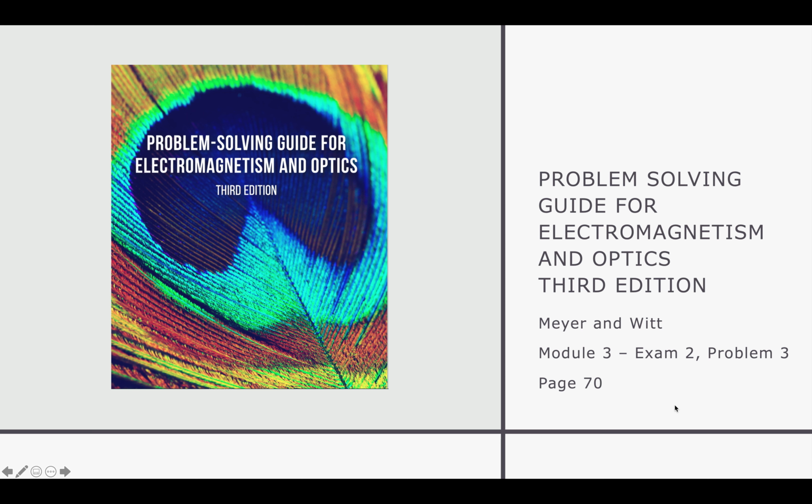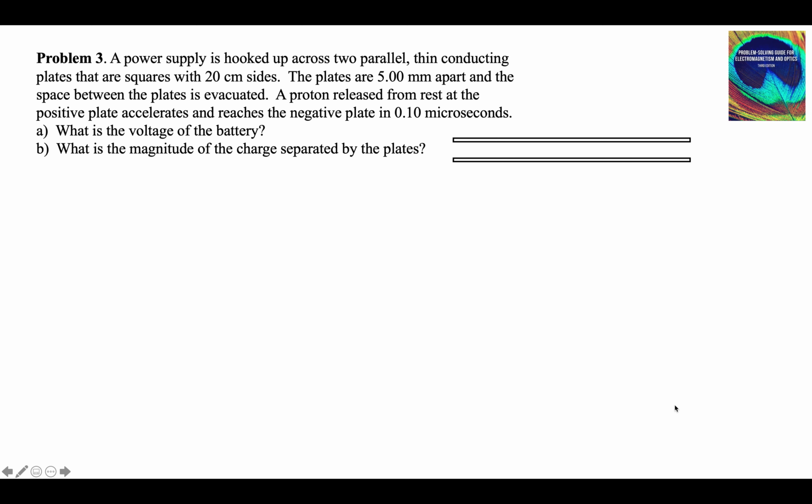This is a walkthrough of problem 3 on exam 2 from module 3, which can be found on page 70 in the book Problem Solving Guide for Electromagnetism and Optics. Problem 3: A power supply is hooked up across two parallel thin conducting plates that are squares with 20 centimeter sides. The plates are 5 centimeters apart.